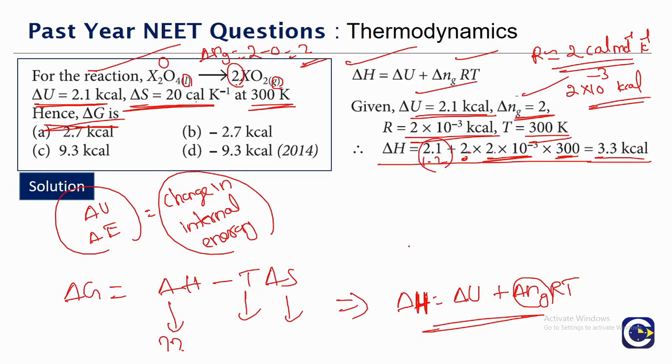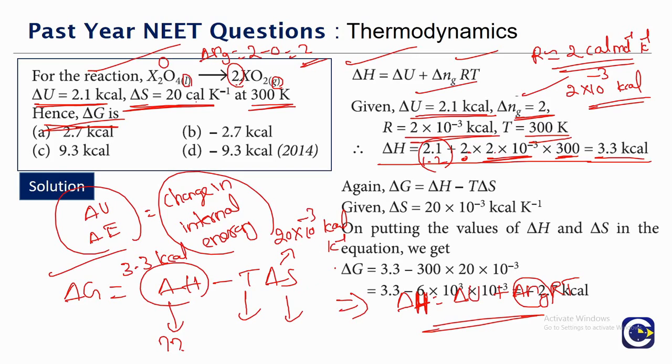After delta H, what are you supposed to do? Finally, the question is asking for delta G, right? So we take the value of delta H and substitute it. But before substituting, just think about it. This is 3.3 kilocalories, but look at the value of delta S. It is given in calories, so we should change this into kilocalories by multiplying by 10 power minus 3, so it will be in kilocalories unit.